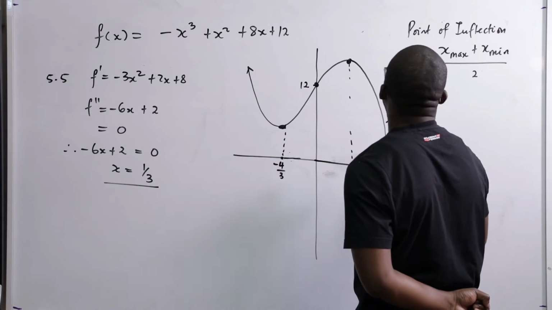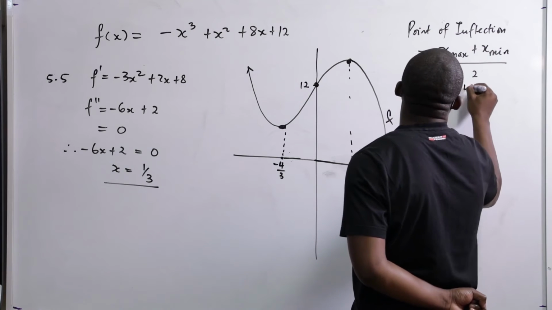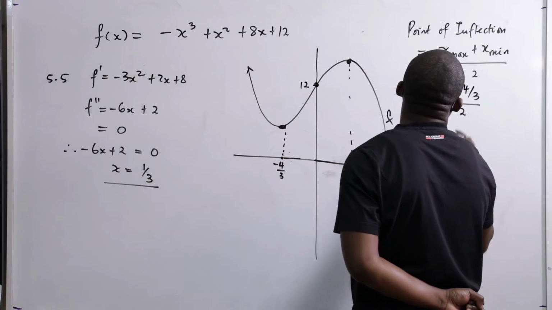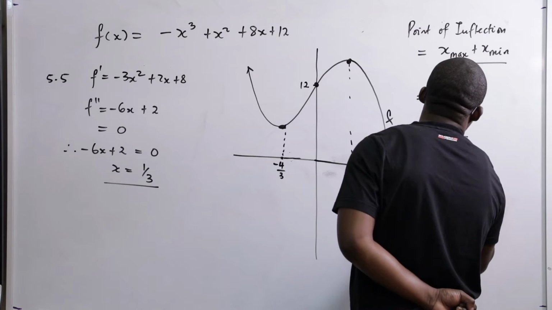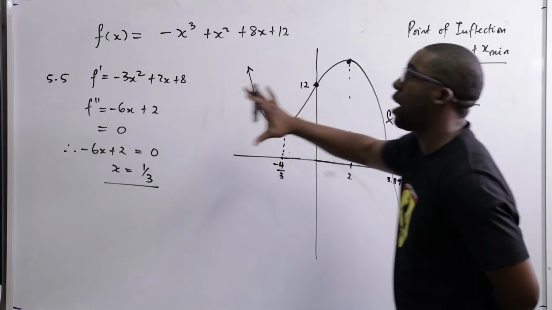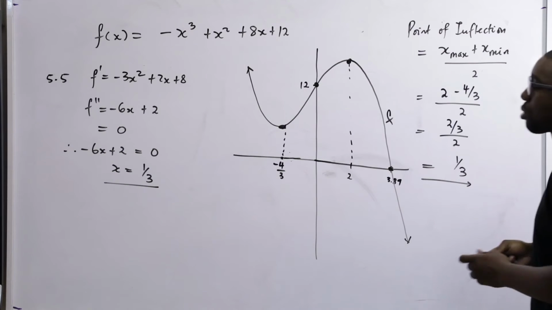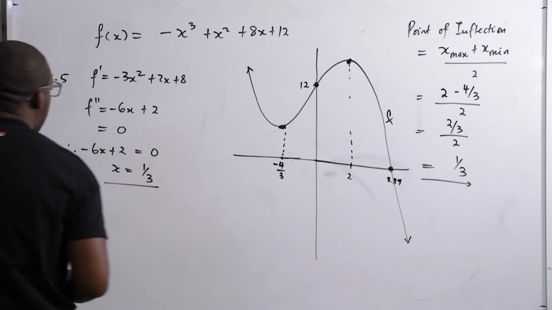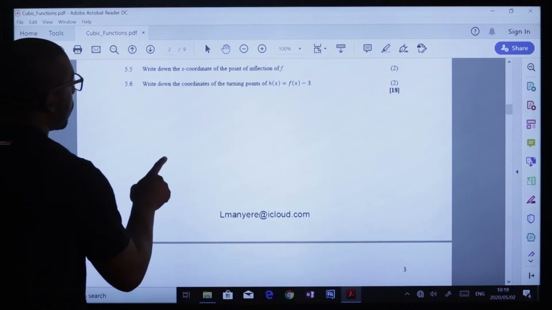Thereafter, x at a maximum was 2, x at a minimum was negative 4 over 3. Then we divide by 2. We're going to get 2 over 3 divided by 2. Final answer 1/3. Here I'm using analytical methods. Here I'm using calculus methods. Whichever way you choose, this will always work. Lastly, they want us to do a transformation.